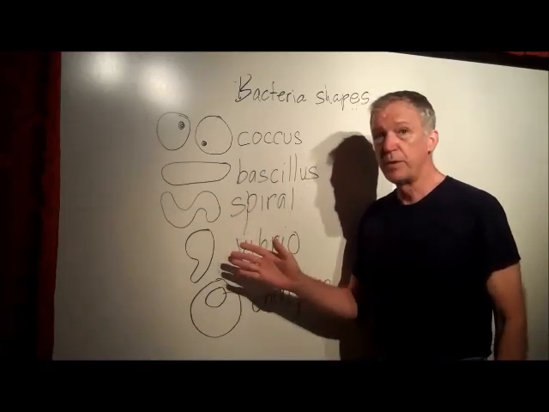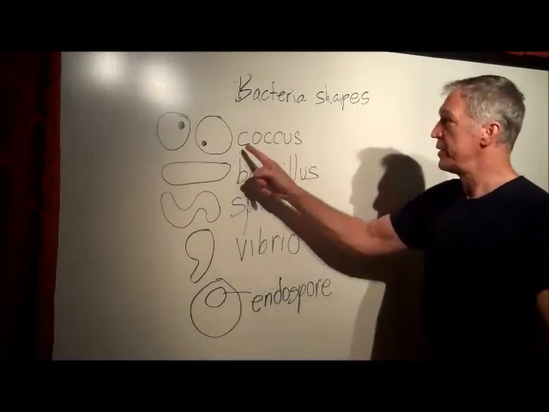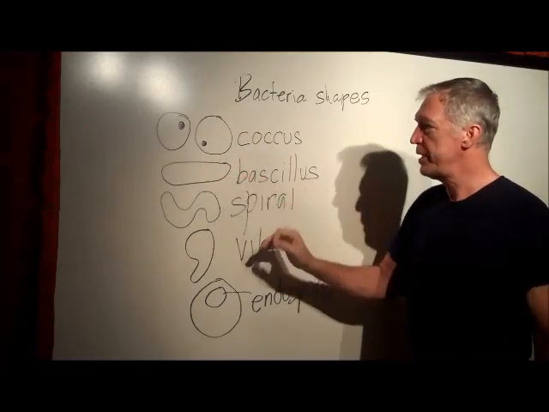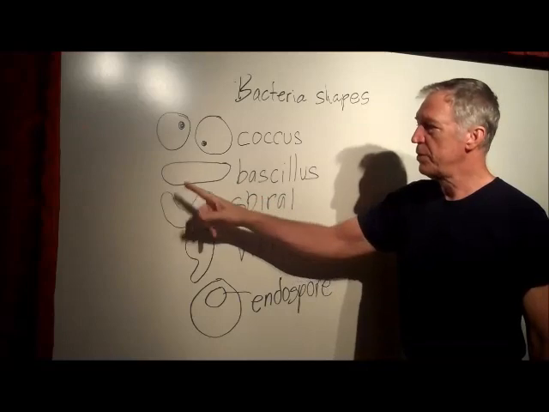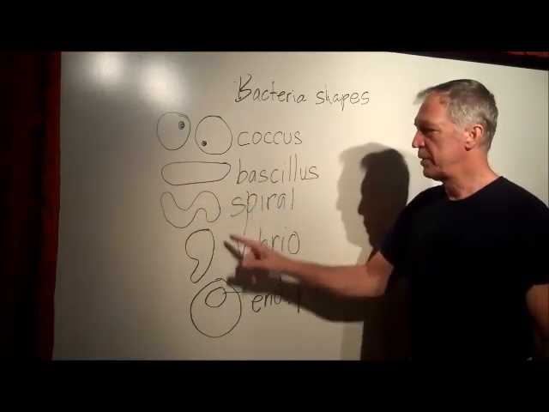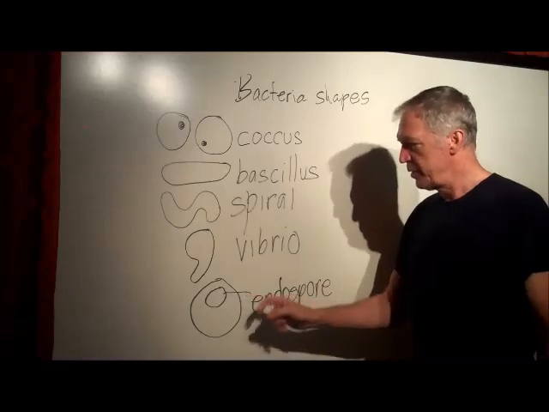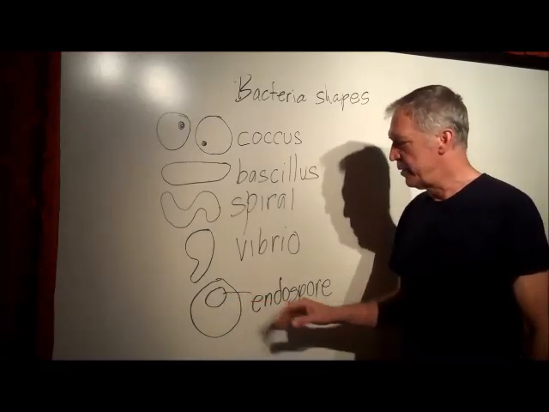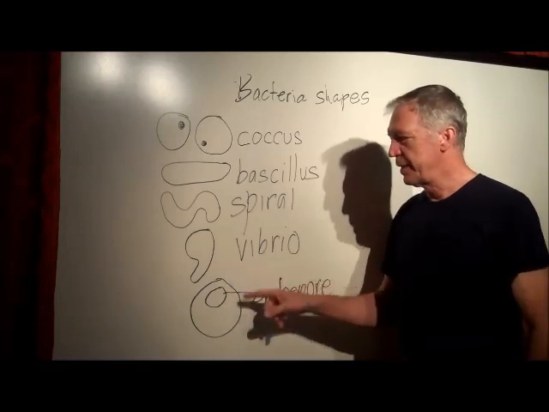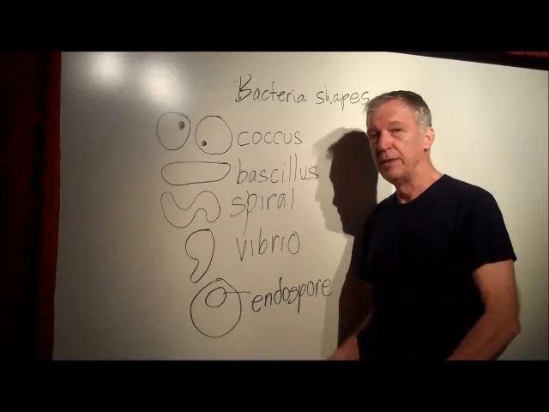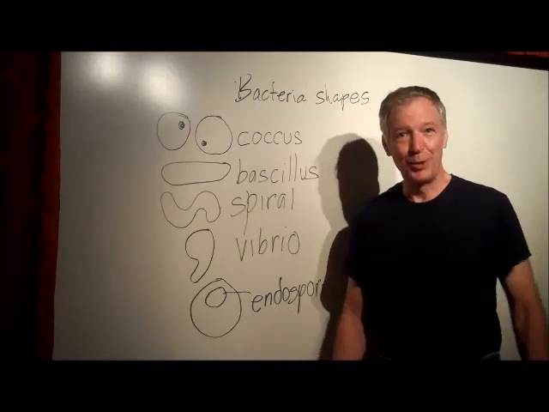So these are the four shapes that you're going to be thinking about. Number one is coccus, a round shape. Two is bacillus, a pill shape. Three is spirillum, a spiral corkscrew or an S shape on a simple 2D representation. Vibrio looks like a comma. And then endospore, which is a small spore, endo, inside another bacteria, and soon it will be a spore all by itself. There you go. Let's go cook some pancakes.